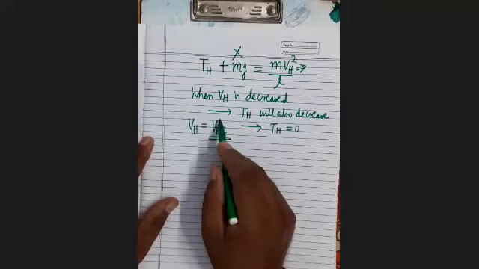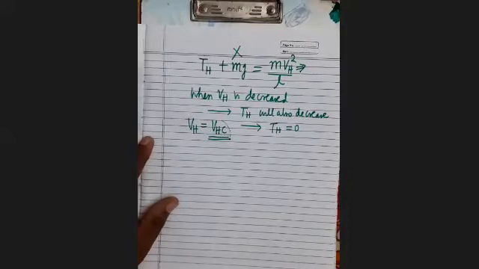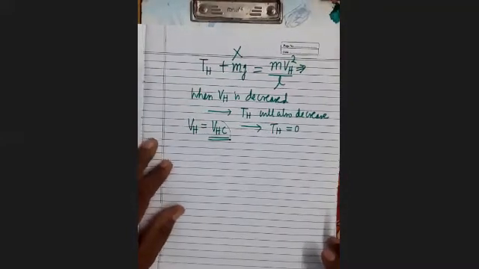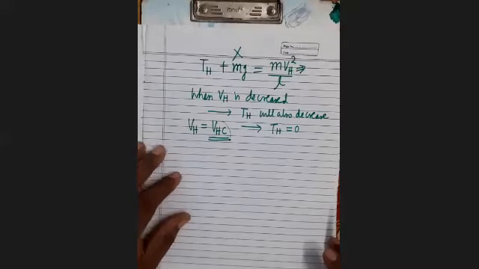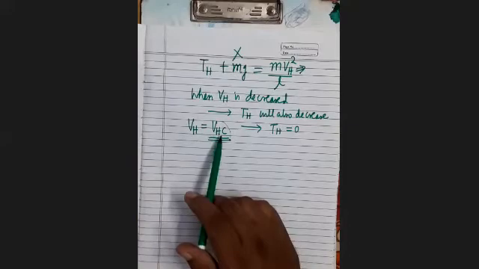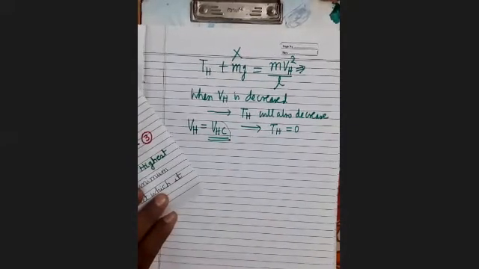If you decrease the speed lesser than this, what will happen? Body will not be able to complete the circle. If the speed is decreased below this value, body will not be able to complete the circle, and why it will not be able to complete the circle.